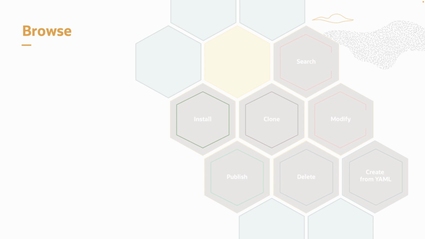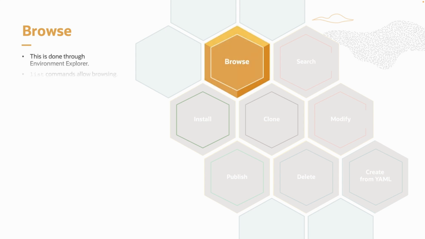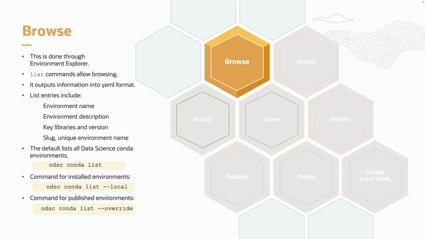Let's talk about browsing conda environments. You can do this through the Environment Explorer, or through the command line. The command line uses a list command for browsing, and it gives you all kinds of information about the conda environment, such as the name, its description, what the key libraries are, and what the slug is, where the slug is the unique environment name.